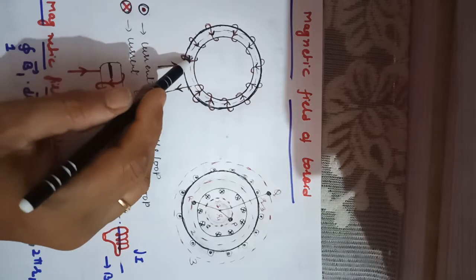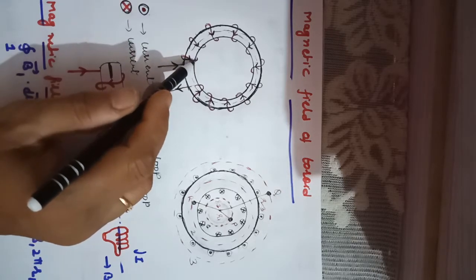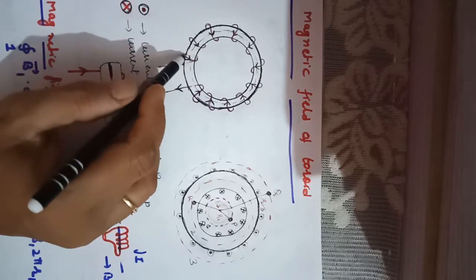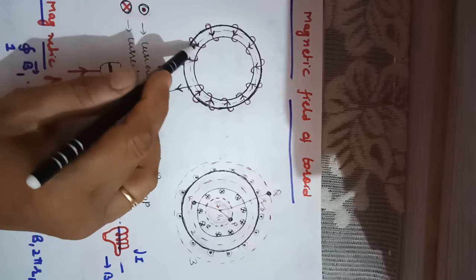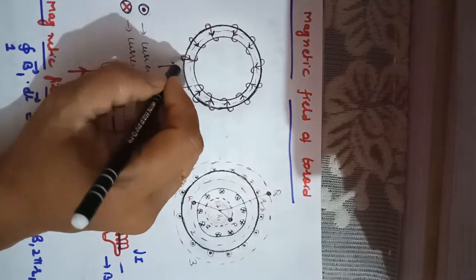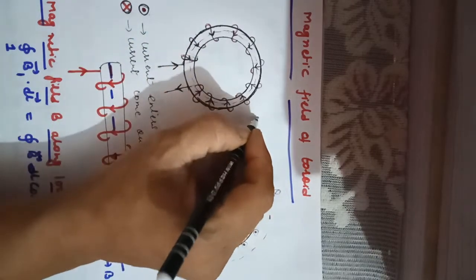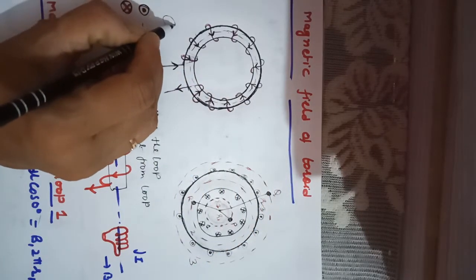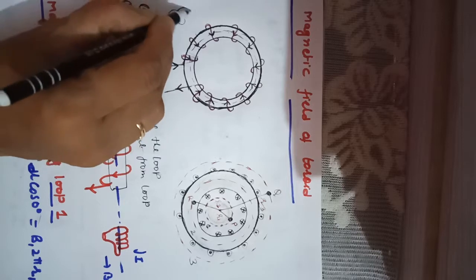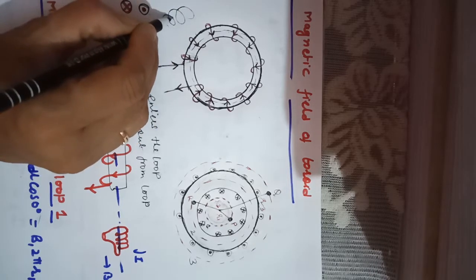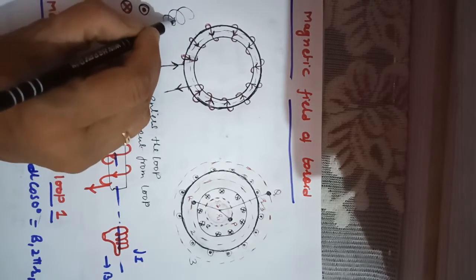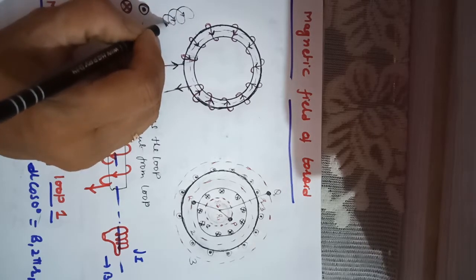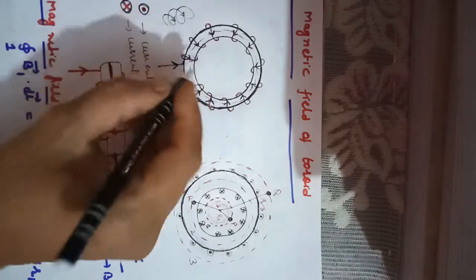Suppose we are observing the current flowing in the toroid in the clockwise direction. So from here, if you are observing, this is the clockwise direction. If the current is flowing in the clockwise direction like this when you are observing from this face, then this is the direction of the current flowing in the clockwise direction.